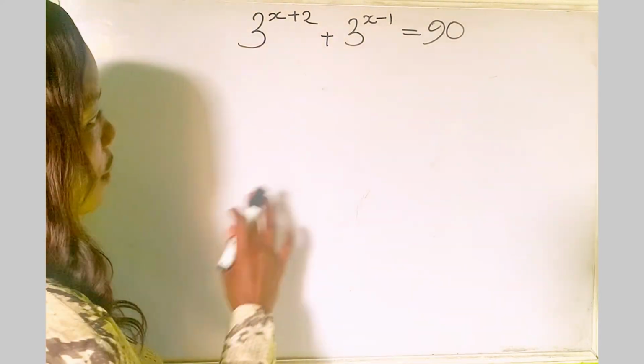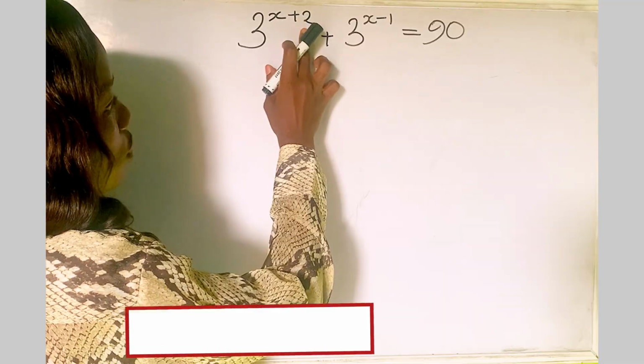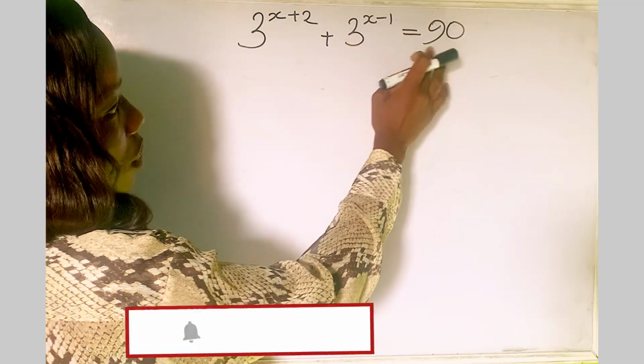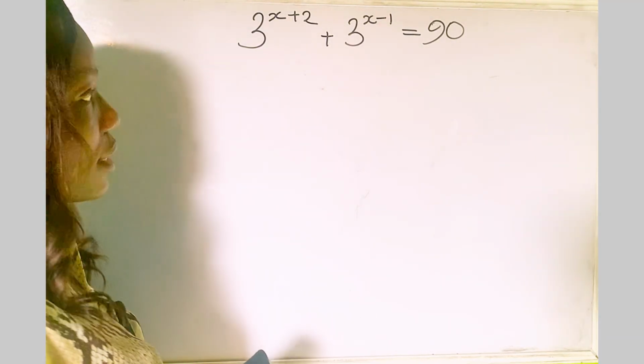Hello guys, let's solve this question together on the board. We have 3 to the power of x plus 2, plus 3 to the power of x minus 1, is equal to 90. And we're asked to find the value of x in this equation. So let's solve it together.